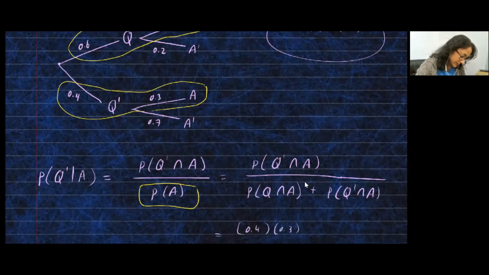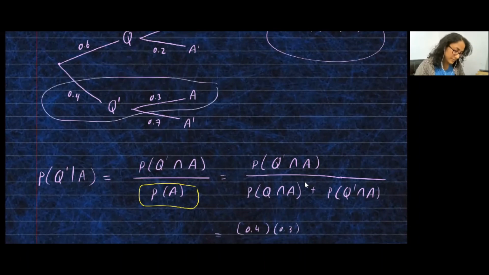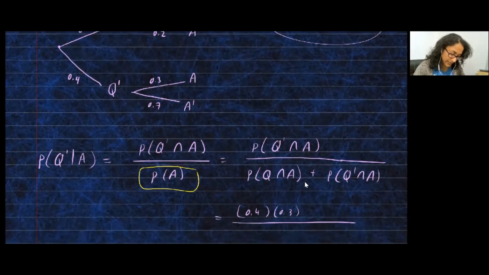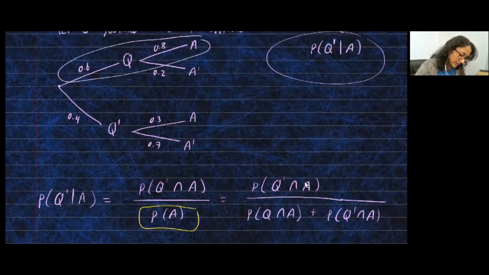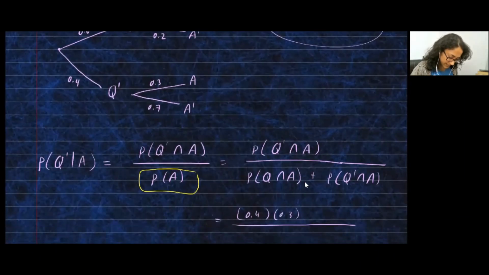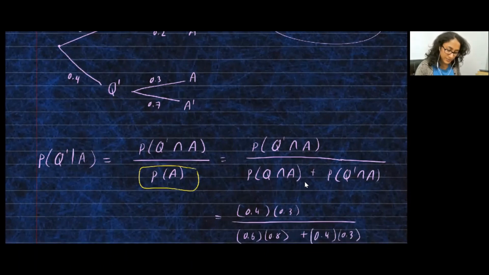So that's the third branch we're looking at. That's this one. So I multiply their probabilities. And then on the bottom, we have the probability of A and Q. So that's this one right here. That's going to be 0.6 times 0.8 plus the probability of not Q and A. Well, that's this one right here again. So that would be 0.4 times 0.3. And then we multiply them together.